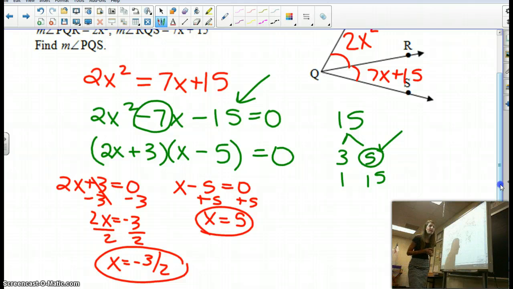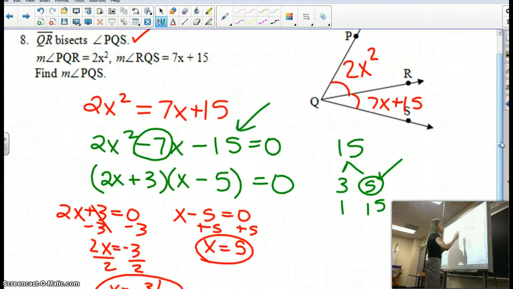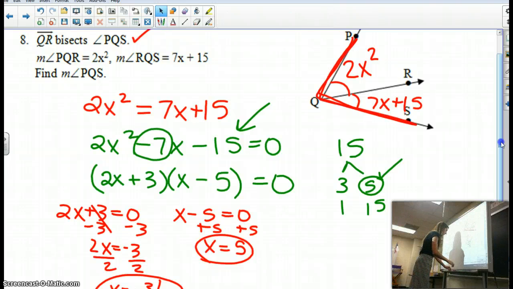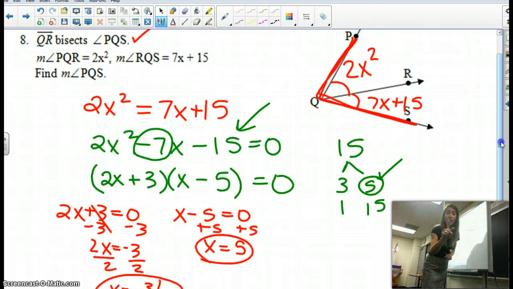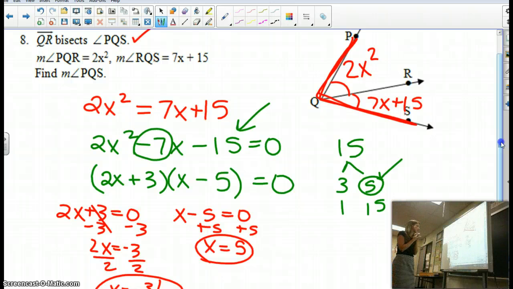Did it ask you to find x? No. It asked you to find angle PQS. So now we have to plug it in. Notice, PQS is the entire angle. But the cool thing is, I can just plug it into one of my halves, and then I can double it. I'm going to plug it into whichever one you think is easier. I don't know which one you think is easier. I'll just pick one. I'll choose x equals 5, and I'll plug it in here.